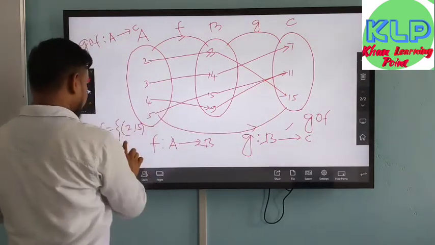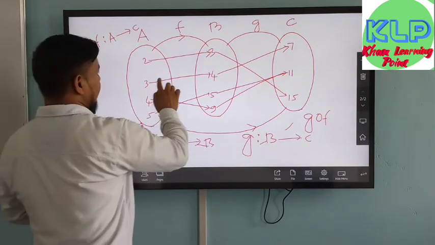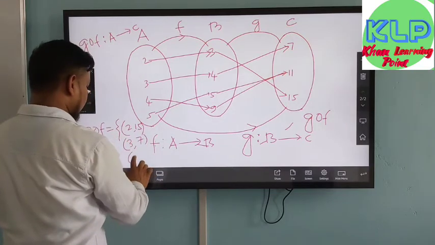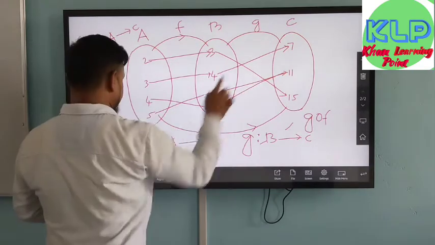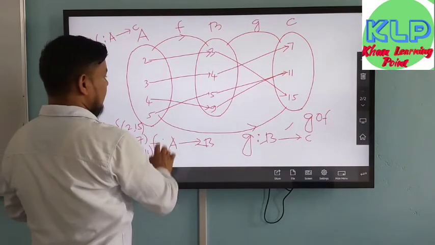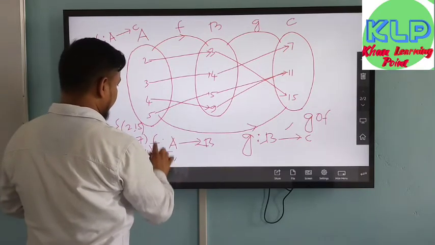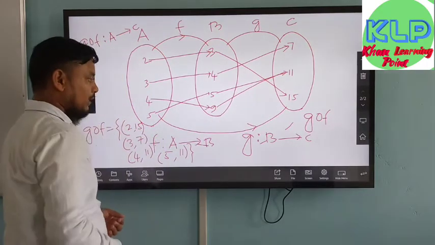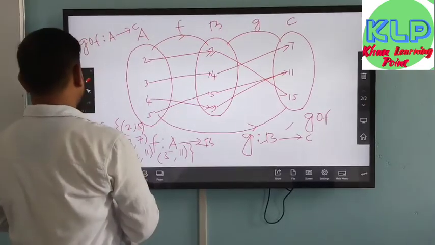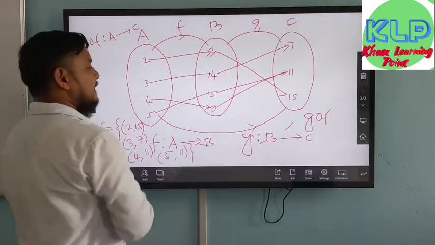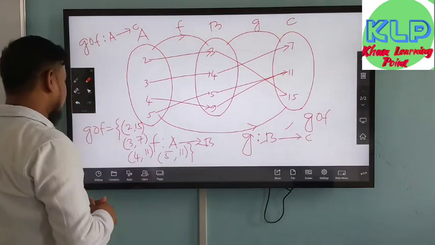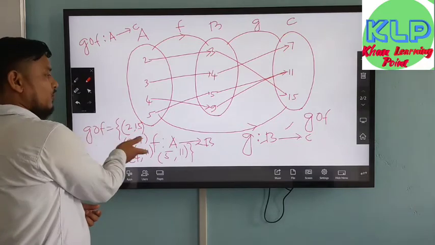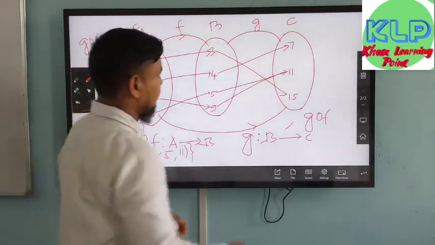The image of 3 is, 3 finally goes to 7. Then the image of 4 is 11. The image of 5 is also 11. Okay. This is called the composition of g with f. Here one thing you remember, that the function f is operated first followed by the function g.